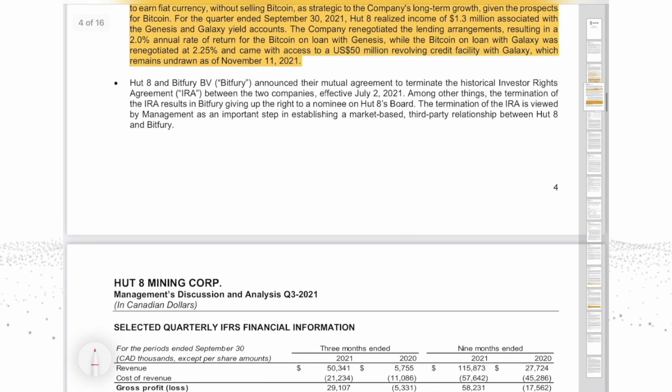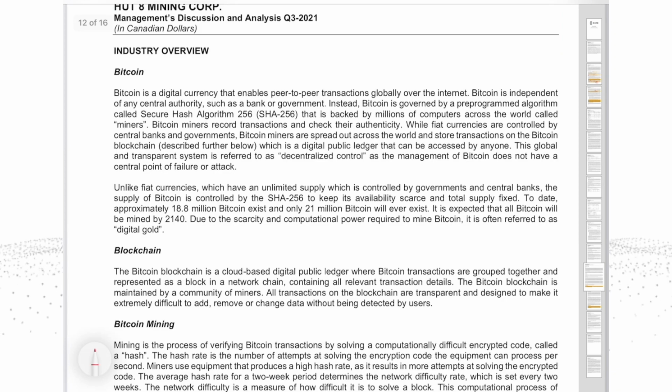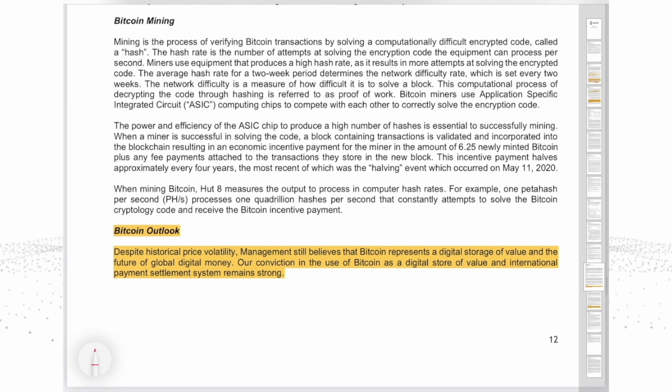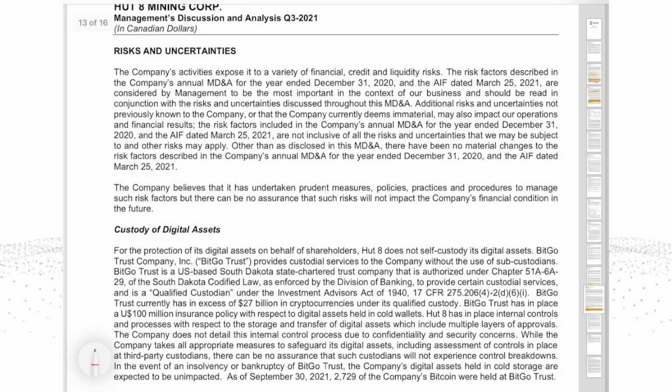Let's see what else was there. There was something else down here. Okay, so Bitcoin outlook. So this is their interpretation of what they see as far as what's coming up for Bitcoin. So despite historical price volatility, management still believes Bitcoin represents a digital storage of value and the future of global digital money. Our conviction in the use of Bitcoin as a digital store of value and international payment settlement system remains strong. Okay, so they're obviously still bullish on Bitcoin.